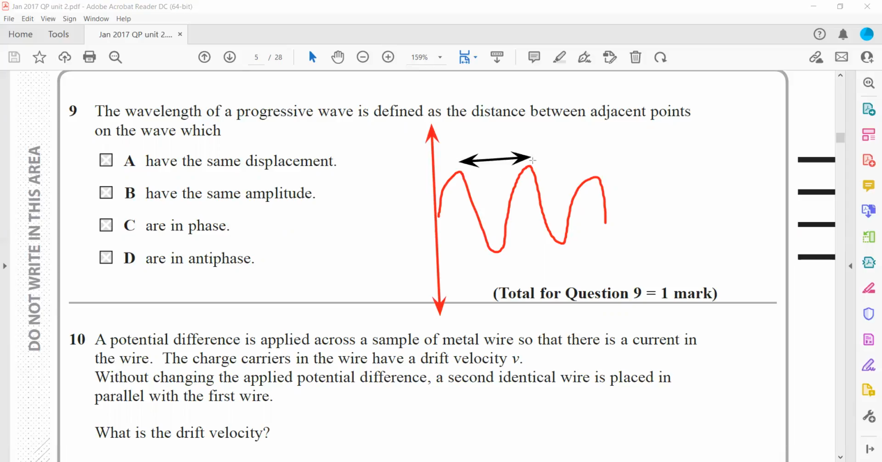Like crest and crest, these are in phase; trough and trough are in phase; or from one mean position to another mean position. So it is the distance between two successive crests or two successive troughs. We can also say the distance between in-phase points. Do they have the same displacement? No. Same amplitude? No. Actually, it is the distance between two points which are in phase. So when two points are in phase, the distance between them is known as the wavelength. So this is a wavelength. This one is also a wavelength.